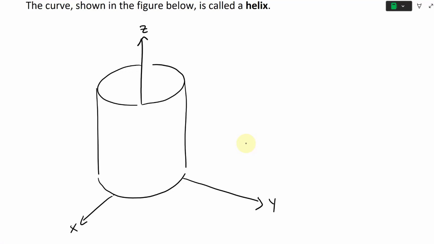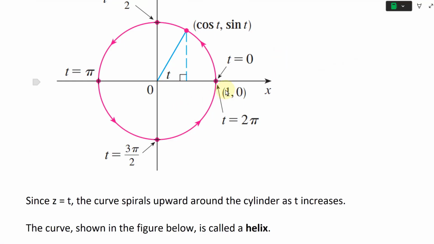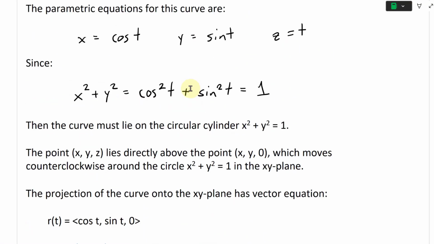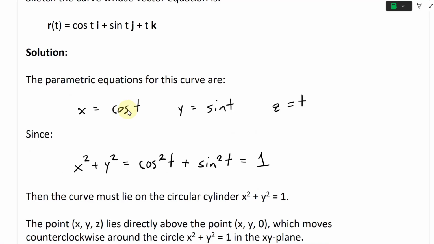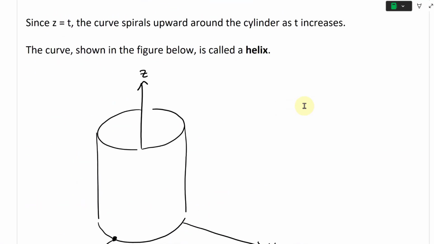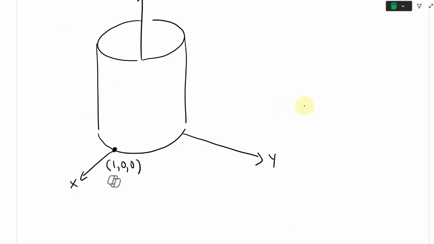Actually, let's draw this first one, I guess. So this is at the point 1, 0, 0, and I think that's where it starts off at. Yeah, it starts off here, because if you plug in 0 inside here, cosine t is going to be 1, sine is going to be 0, this one's 0. So it starts off here, and it's going to go around in a circle, counterclockwise. So the y is going to go counterclockwise like this.